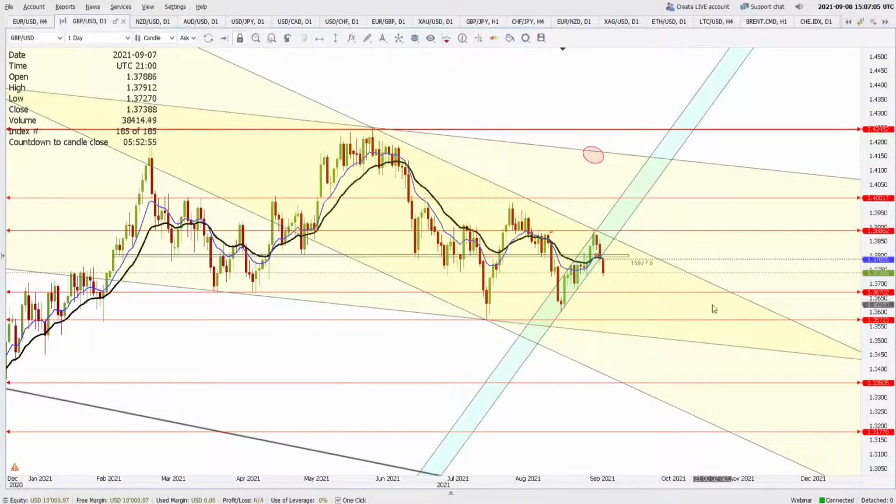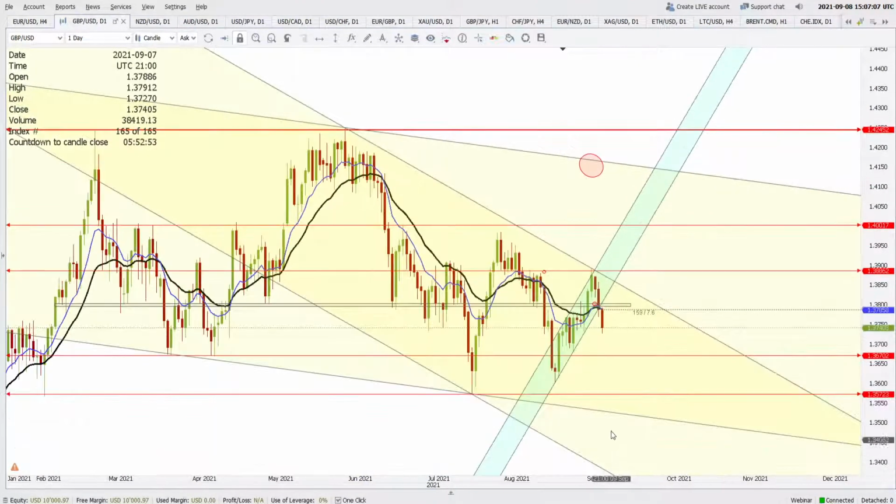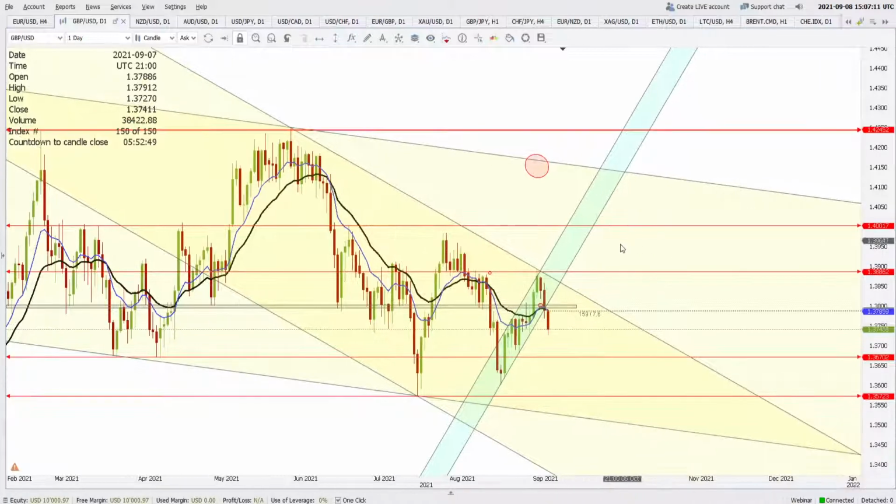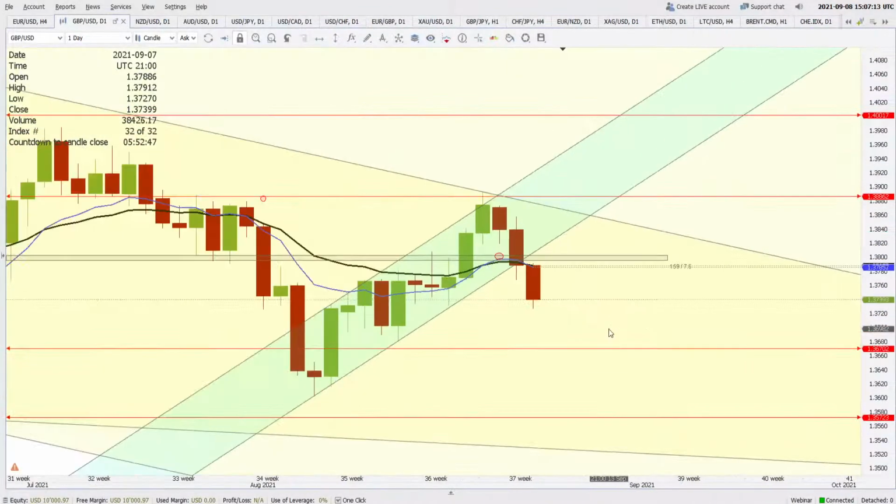Let's talk about the Great Britain pound. It met with the resistance at 1.3886, and after that it is continuously falling down. Yesterday it gave a closing below this crucial juncture, which was a support. This was a confluence of support actually of this rising channel support line and this horizontal level.